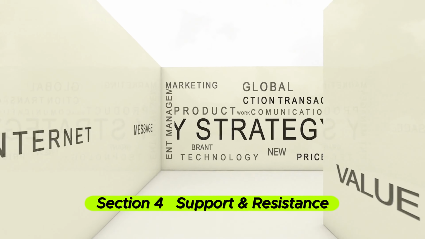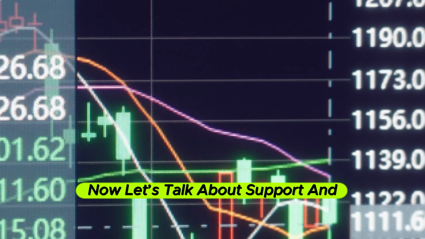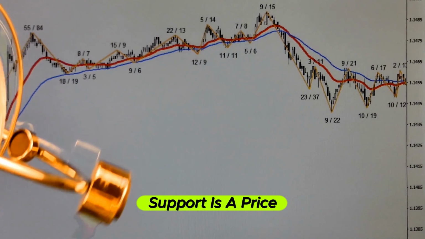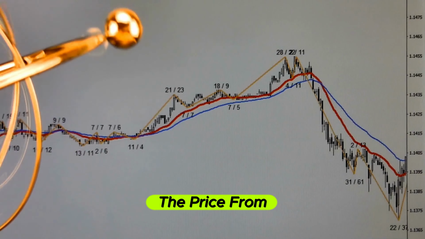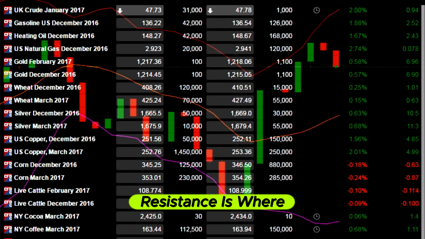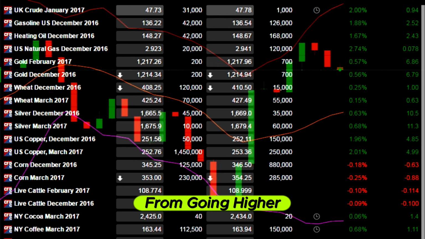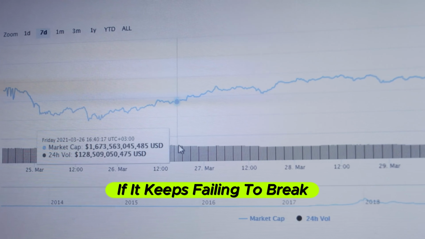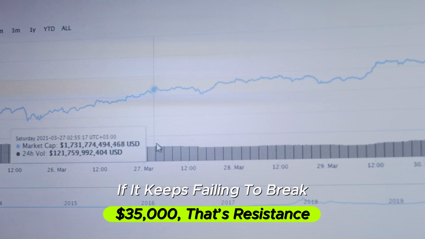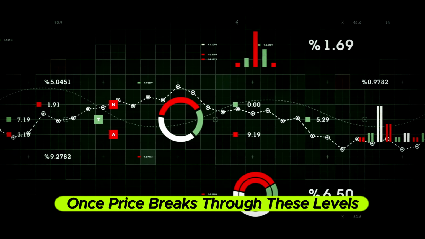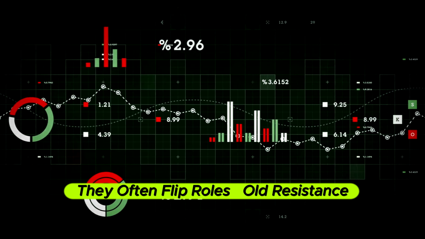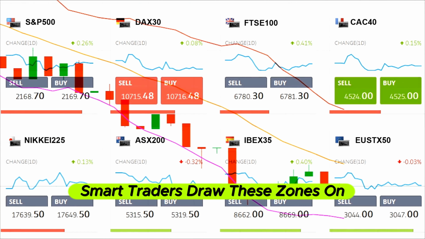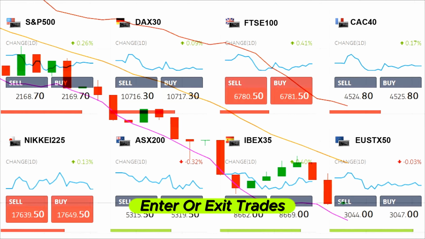Section 4. Support and resistance. Now let's talk about support and resistance, the invisible floors and ceilings of the market. Support is a price level where buyers step in and stop the price from falling further. Resistance is where sellers step in and prevent the price from going higher. If Bitcoin keeps bouncing at $30,000, that's support. If it keeps failing to break $35,000, that's resistance. Once price breaks through these levels, they often flip roles. Old resistance becomes new support, and vice versa. Smart traders draw these zones on their charts to know where to enter or exit trades.